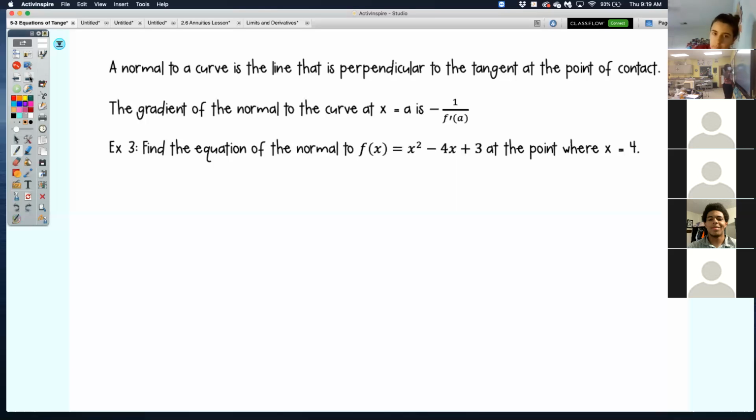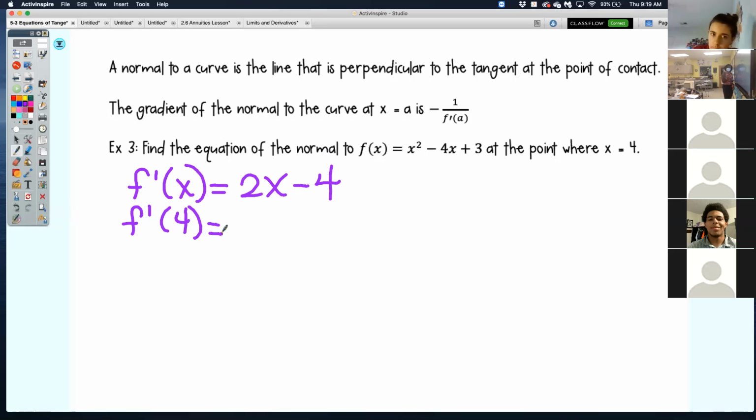Okay? So let's find my derivative. What's the derivative of x squared minus 4x plus 3? Now let's find the gradient of my tangent line. When you plug in that x value into the derivative, you are finding the gradient of the tangent line. What's the gradient of the tangent line? 4. It's 4.